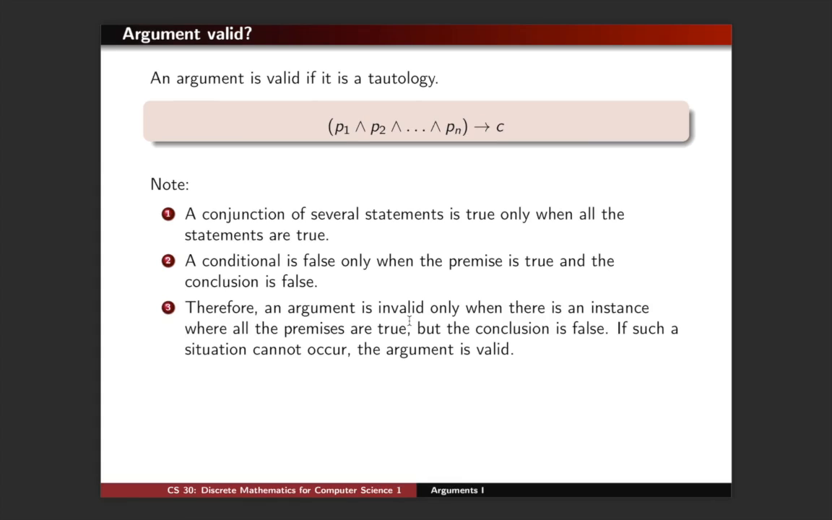An argument is invalid only when there is an instance where all the premises are true, so P, but the conclusion is false. Because with that, we will have a false conditional. If such a situation cannot occur, the argument is valid.